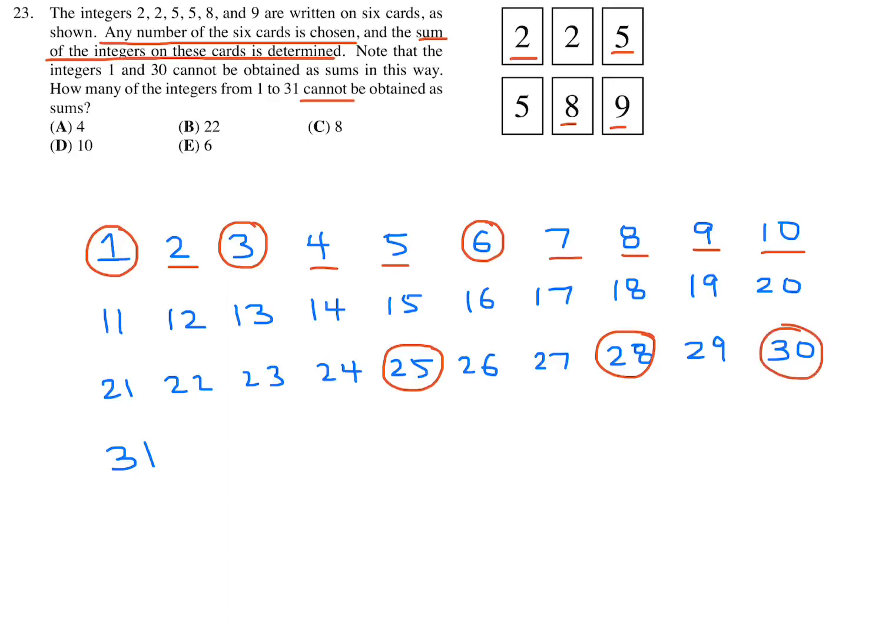30 they actually gave you. 1 and 30 cannot be obtained, so they gave you 2 of them. And if you go through this whole process, you'll be able to find all these other ones. So in total, you've got 1, 2, 3, 4, 5, 6 of them. All right? So number 23, the answer is E.